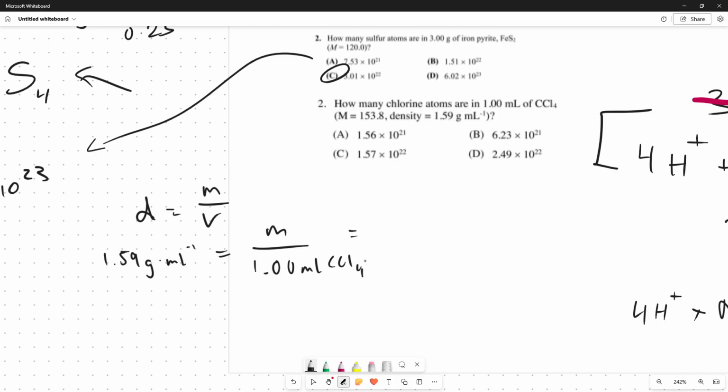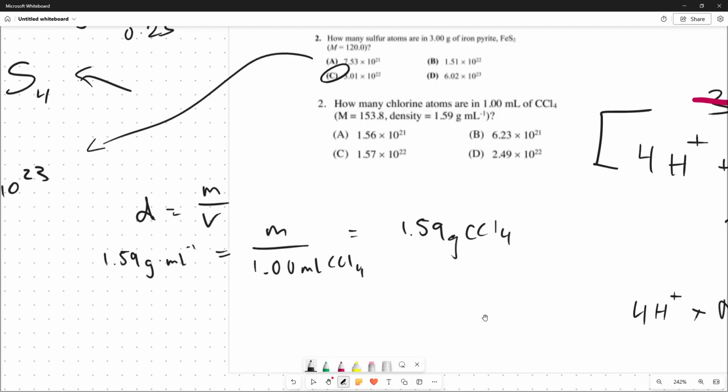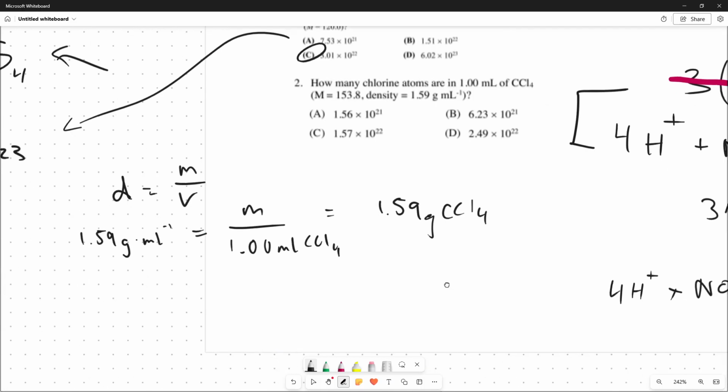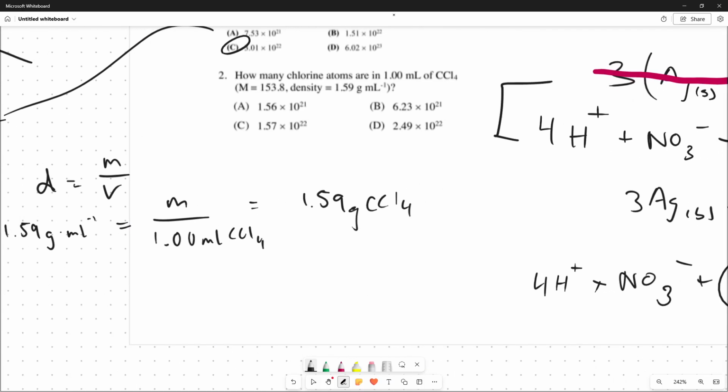So we're going to be left with 1.59 grams of CCl4. Actually, let's just go to moles first. For every 1 mole, we have 153.8 grams. So that is 0.0103 moles of CCl4.